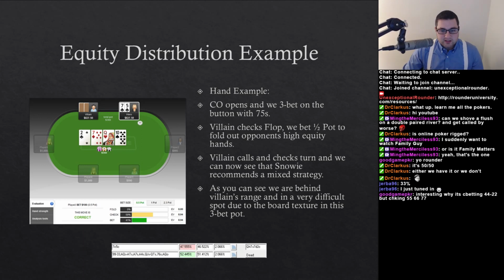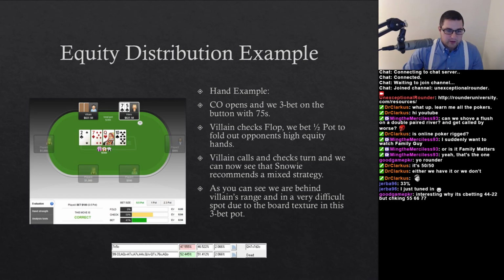The villain checks the flop, and we bet half pot. And the goal of our bet is to fold out hands that have high equity. So our opponent's hands that have high equity against us, we want to fold. And when I refer to high equity hands, I mean that any two cards above a 7 have between 20 and 25% equity against our pair. And we don't want to let our opponent realize their equity for free. So even though I'm saying high equity, I mean equity that's between 20 and 25%.